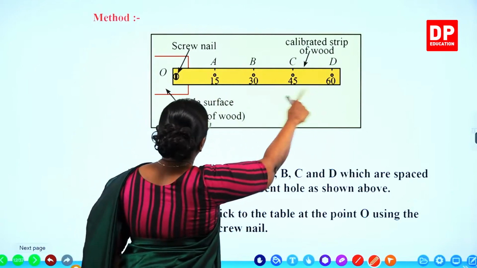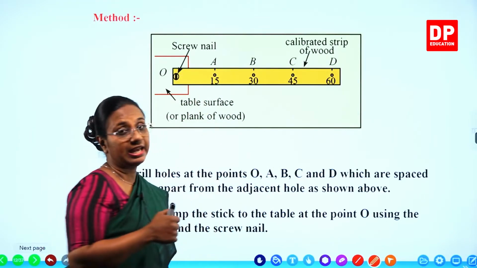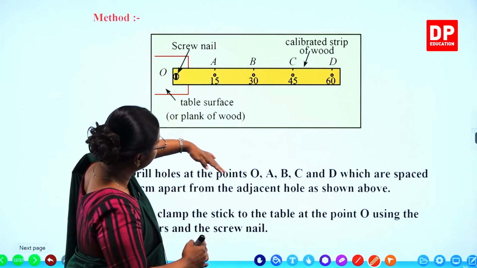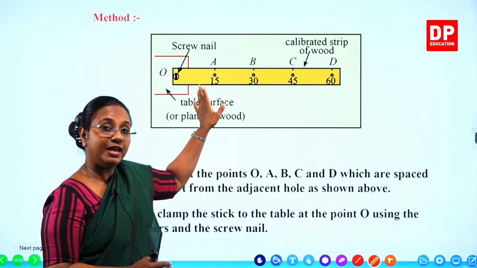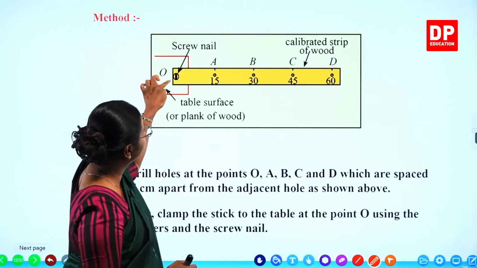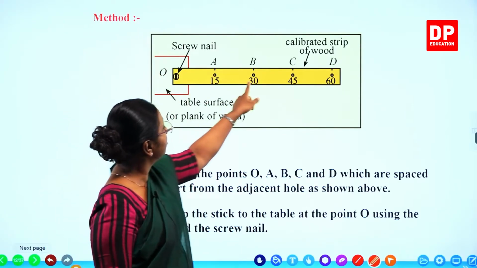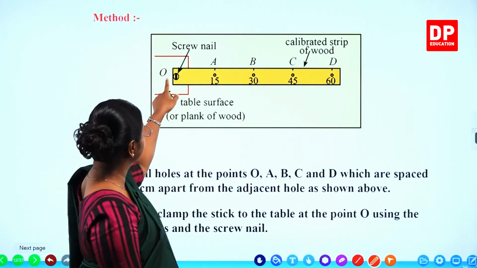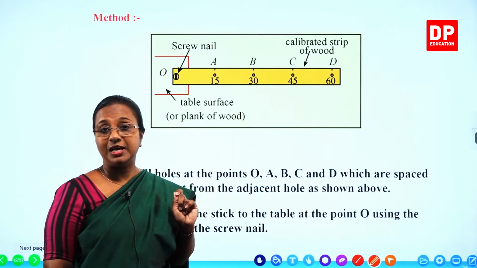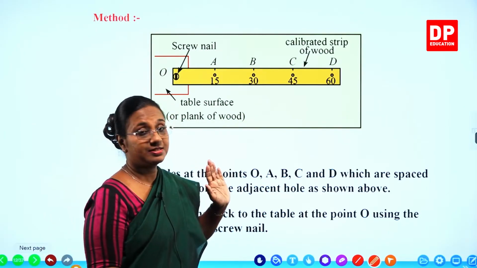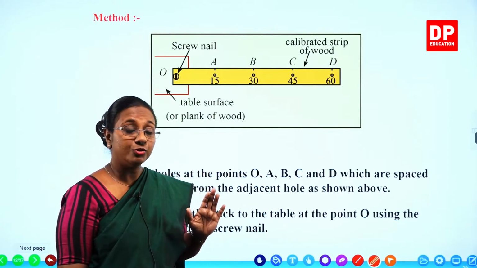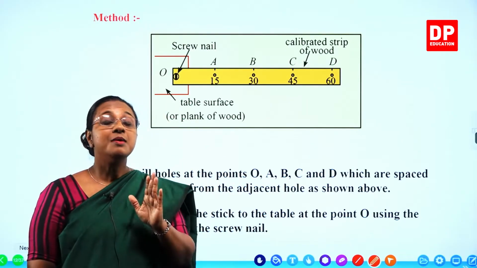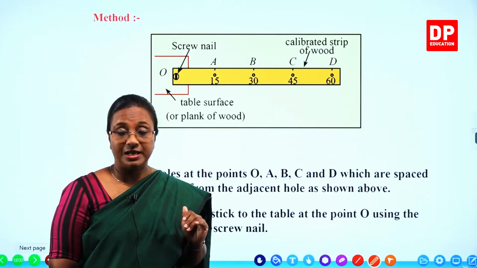But when you go away from the screw nail, because through the screw nail we have the axis of rotation, the strip of wood is going to move this way, or if we pull it the other way, it will move that way. From here to here, any point is going to be the perpendicular distance between the axis of rotation and the point of application of force. When that increases, you know that the force decreases. Here we are trying to understand how the magnitude of force affects the moment.